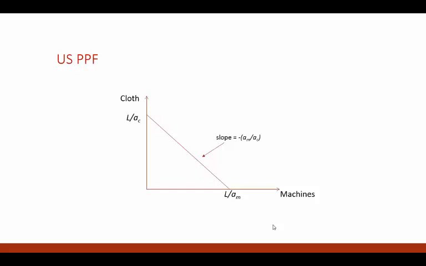For the US, the PPF is depicted showing the dependent variable as the quantity of cloth and the independent variable as the quantity of machines. The intercepts are given as the ratio of the total amount of labor hours divided by the labor unit requirements used in producing that good. The slope of the PPF is given by the ratio of the labor unit requirements. While this is negative, in subsequent use we shall describe this in absolute values. Similarly, for India, the PPF is also depicted with analogous descriptions.